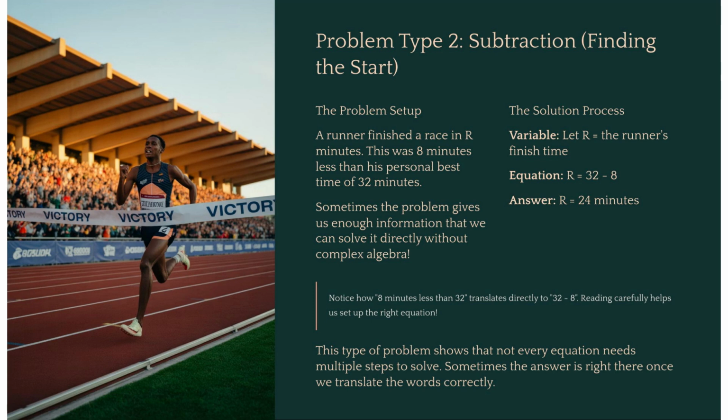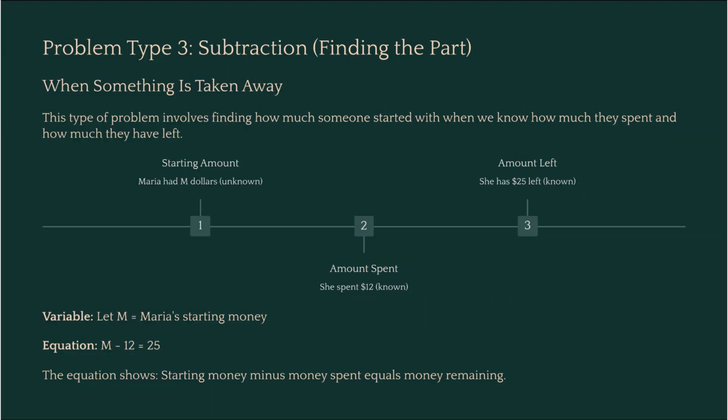Sometimes the problem is just a subtraction sentence. A runner finished a race in R minutes. This time was 8 minutes less than his personal best of 32 minutes. The equation is R equals 32 minus 8. In this case, the unknown, R, is already isolated, so you just do the subtraction. R equals 24 minutes.